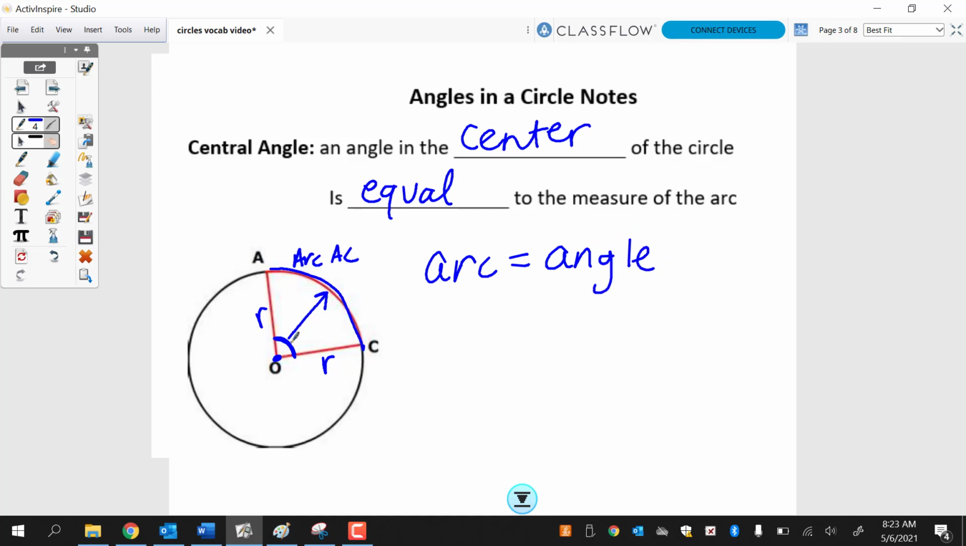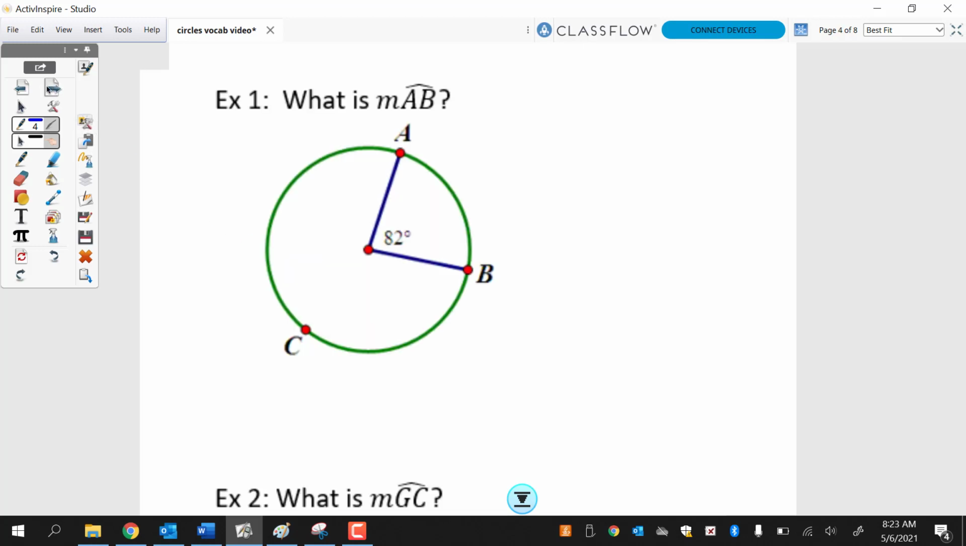They're equal to each other. So if this is 50 degrees, then I know the arc out here is also 50 degrees. So let's do some examples.